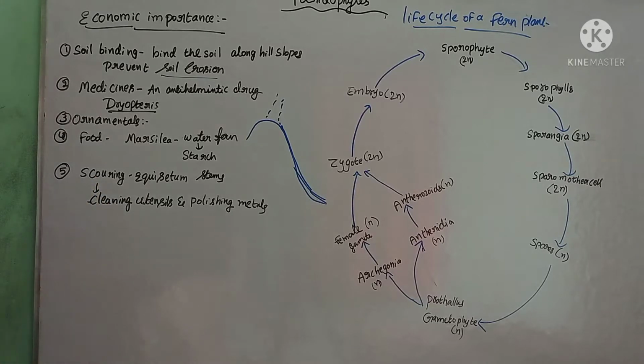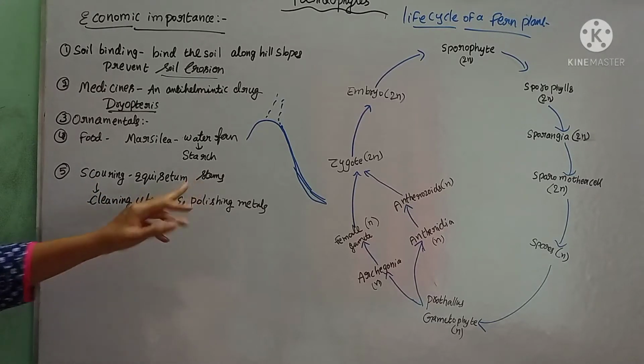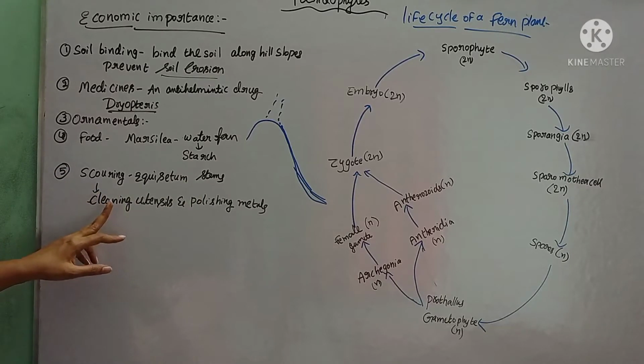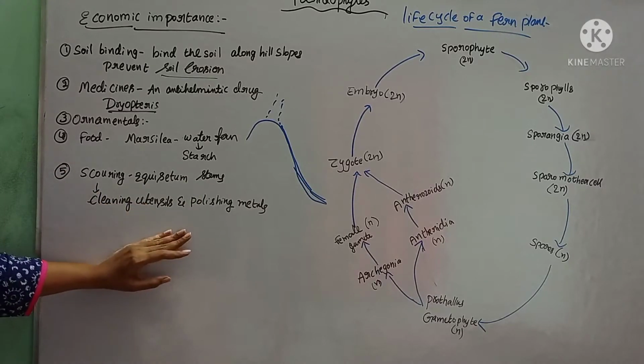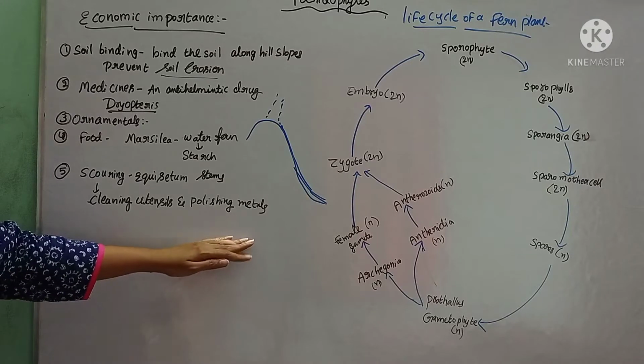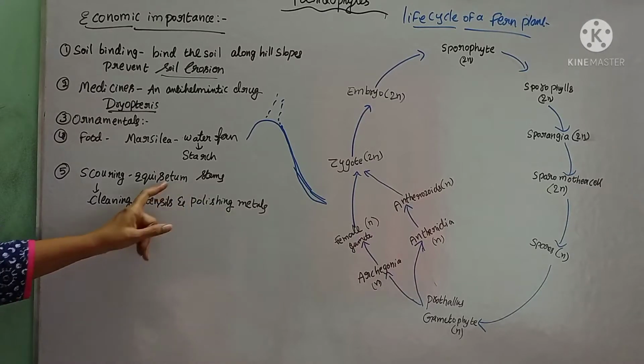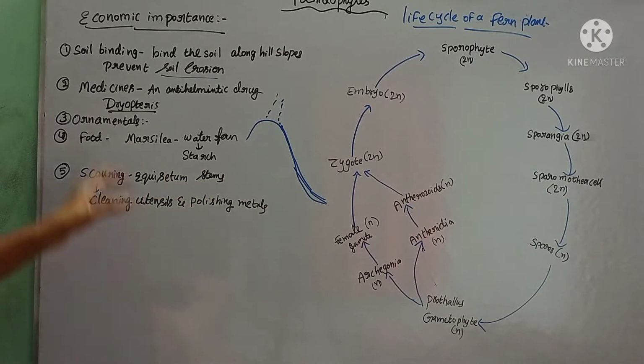And some members of pteridophytes like Equisetum stems are used as scouring agents. Scouring means they are used for cleaning of utensils and also for the polishing of metals. These Equisetum stems are useful. These are the examples of some of the economical importance of the pteridophytes.